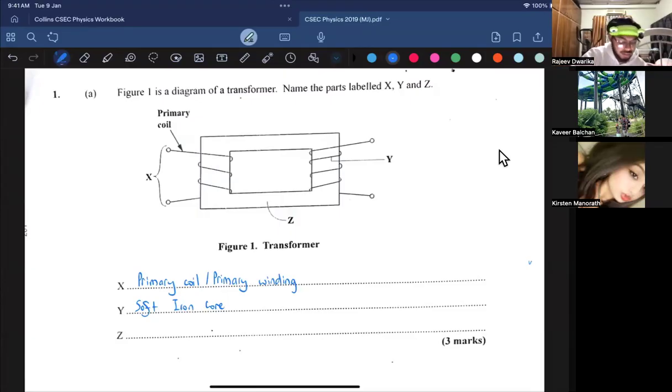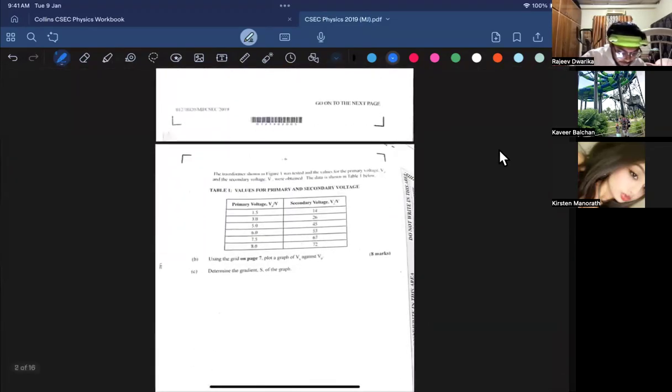And Z, well, this answer is supposed to be here, right? Justin, what was Y? What's the answer for Y? Secondary coil, or the secondary winding. Correct. Secondary coil. These questions are from May/June 2019, right? Yeah, I remember that from the past papers. Kirsten, you okay with everything so far? Yes, sir. All right, let's move on.